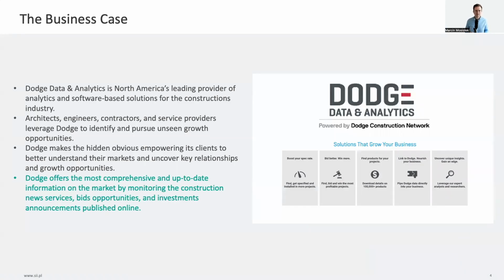One of our customers is a company called Dodge Construction Network, and it's basically the leading provider of analytics and software-based solutions for the construction industry in North America. Dodge processes and analyzes a tremendous amount of construction-related information collected from the internet and provides the identified insights to the clients, such as architects, engineers, or contractors. It also maintains the most comprehensive and up-to-date information regarding the market.